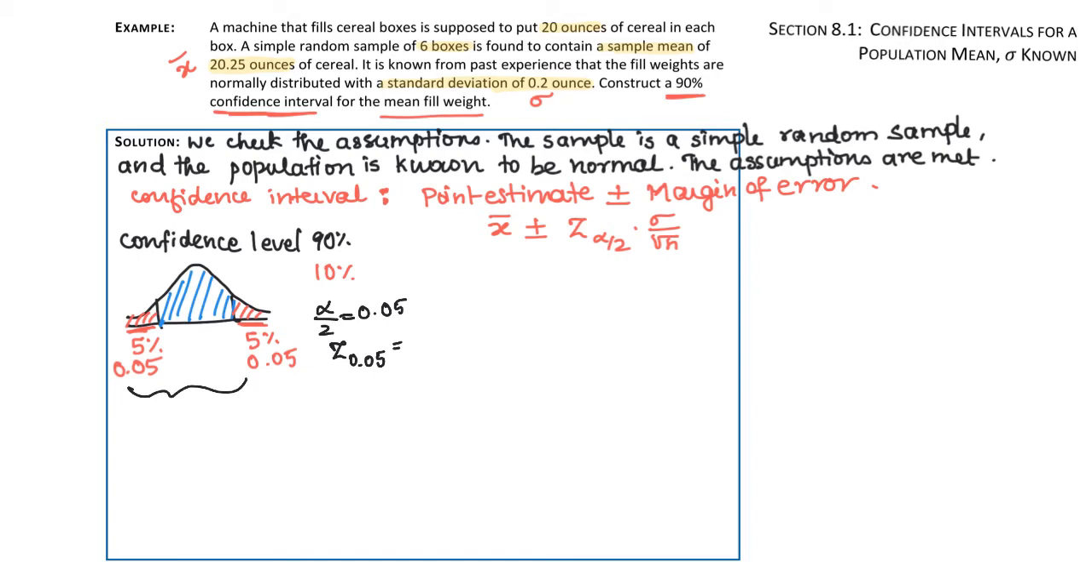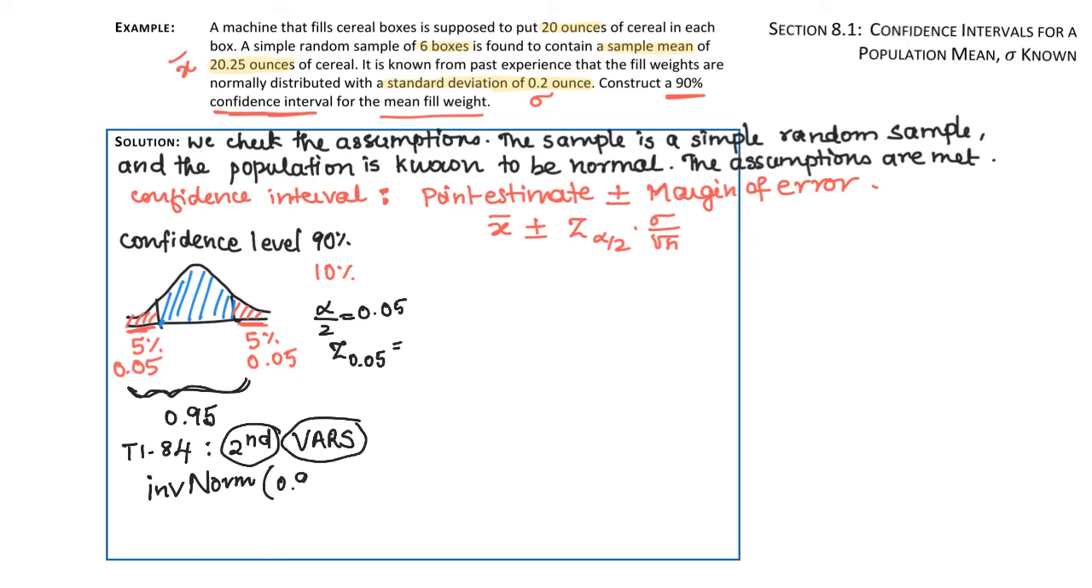So this area is, so add 0.05 and 0.9. So this entire area is 0.95. So if you are using the TI-84 calculator, press second, VARS, and option invNorm, and under area 0.95, mu is 0 and sigma 1, and you will get that one equal 1.645.